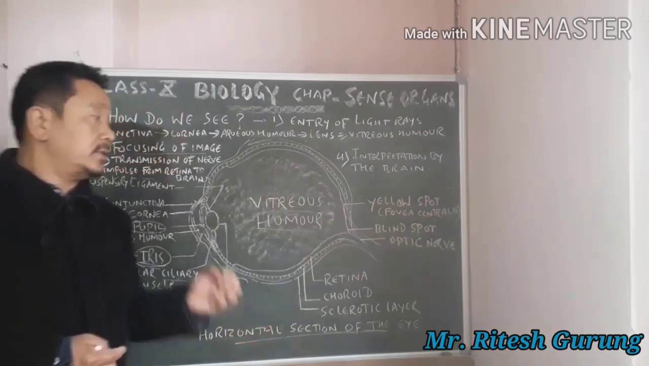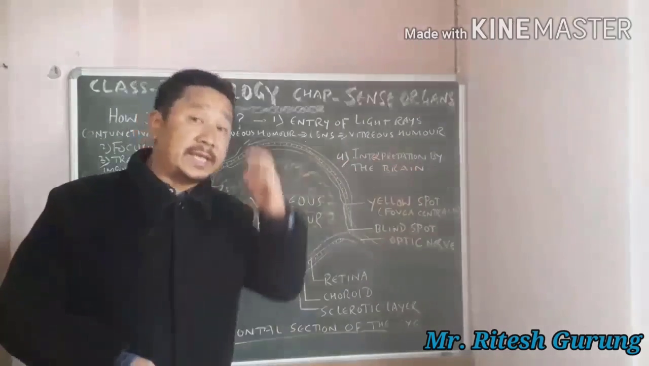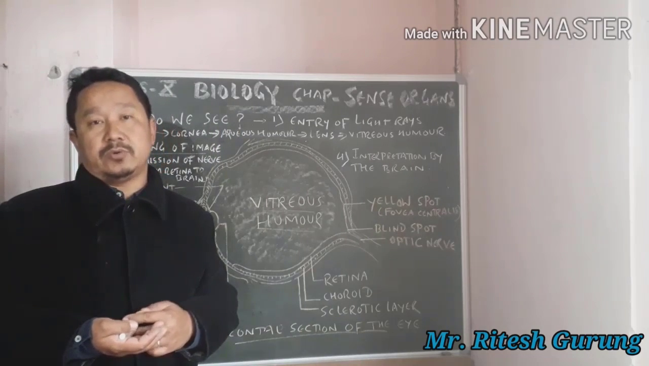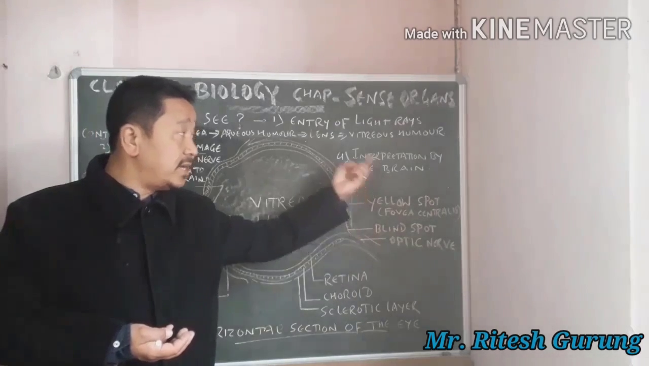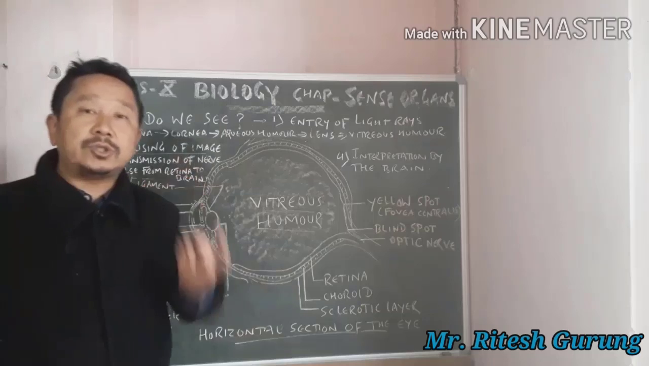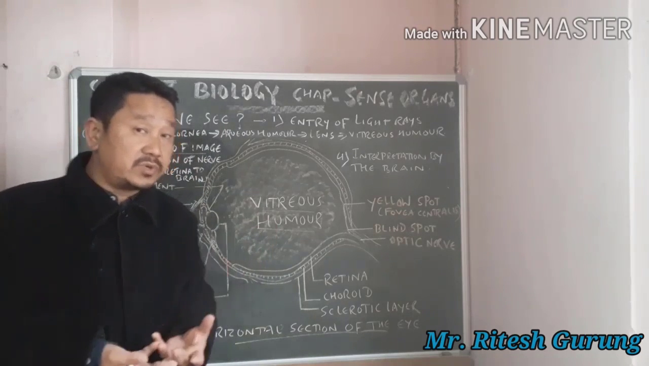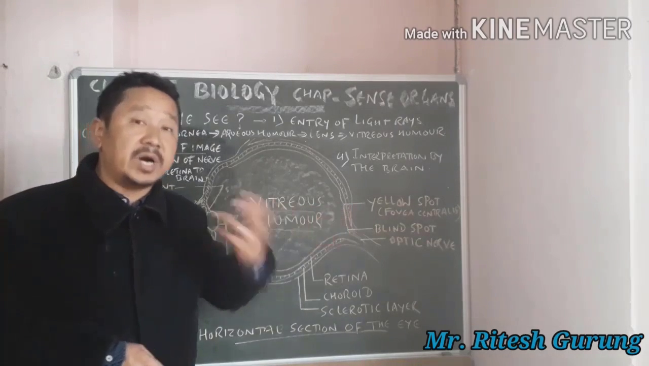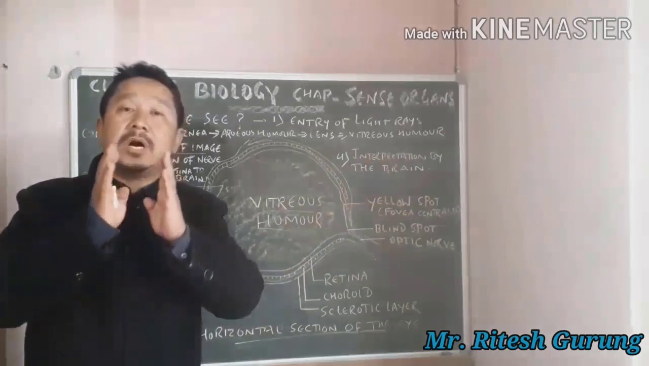Then number 4, interpretation by the brain. There it will interpret the nerve impulse. Whatever image was formed here will be received by the brain in the form of that nerve impulse. Then the actual image is formed. What you have to understand is that the image was inverted here, but in the brain the image will be formed upright.